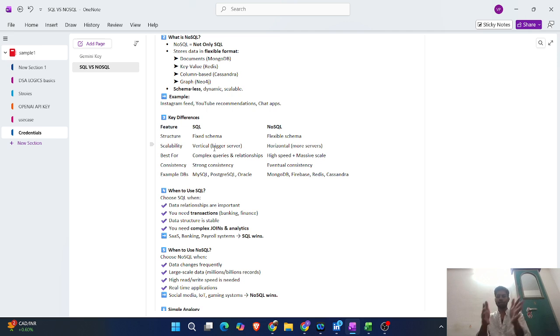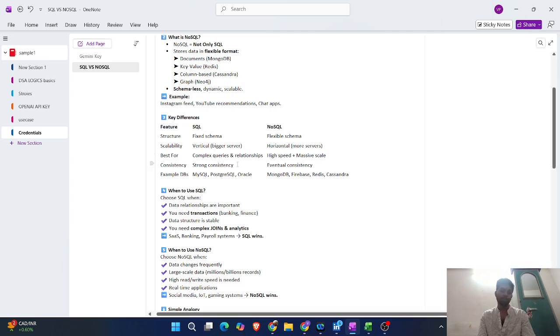NoSQL is horizontal. Let's say you build one system, then you have to create another system, and another system, or use another system. But in SQL, you can add some hard disk, some hard drive, some memory, some space, and that will enhance it. That is nothing but vertical scaling, and NoSQL is nothing but horizontal scaling.